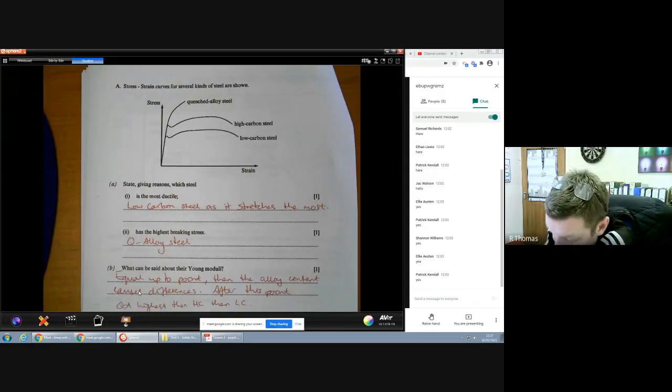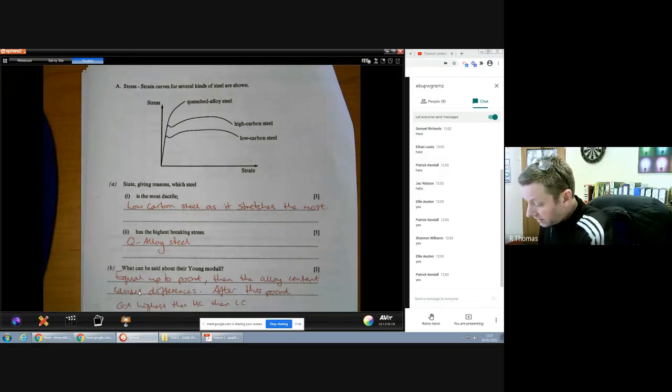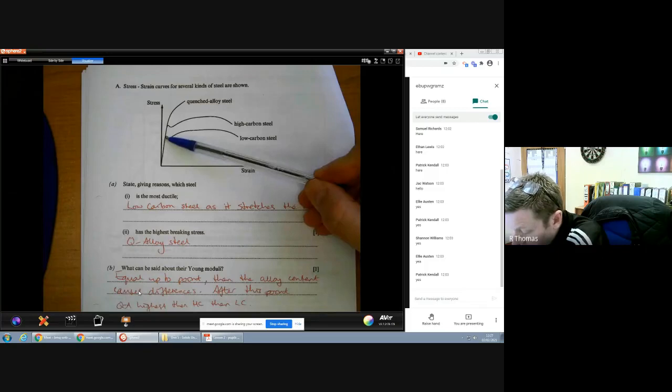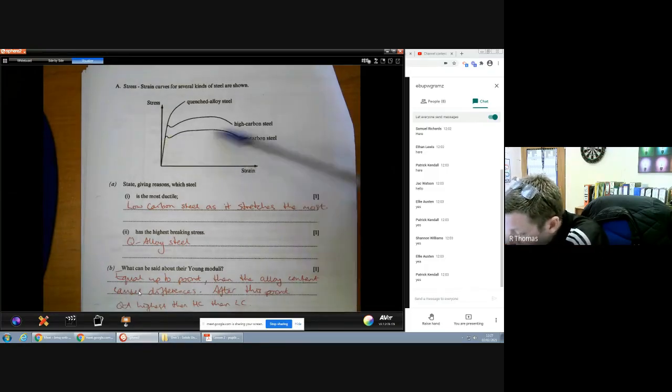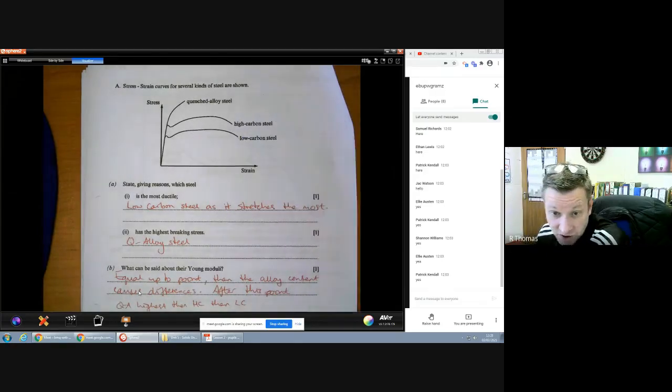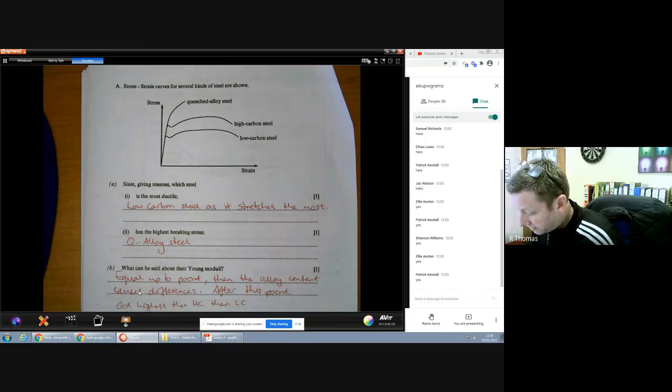Which is the most ductile? So the most ductile is the low carbon steel. As you can see here, it reaches its elastic limit first. It has the lowest yield point and the lowest break-in point as well. So basically, that's the stretchiest, which isn't the best term to use, but that's why low carbon is the most ductile.